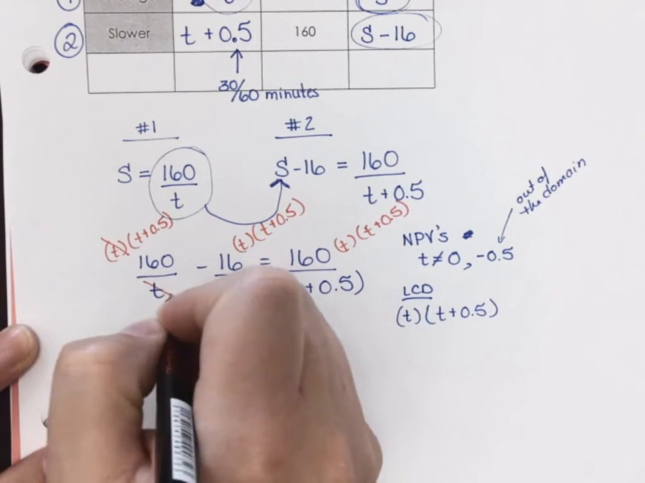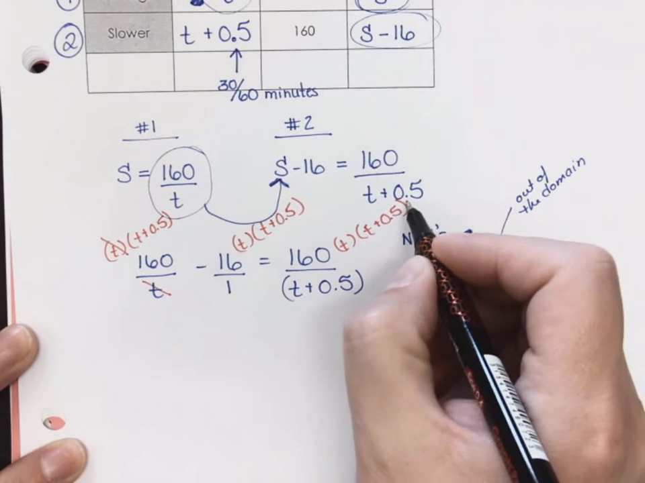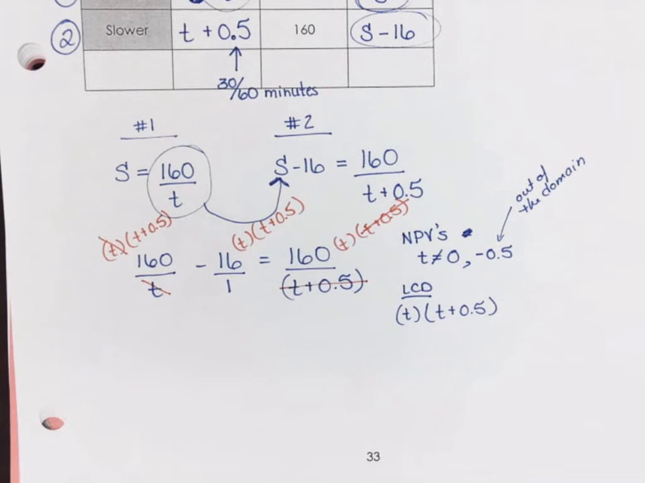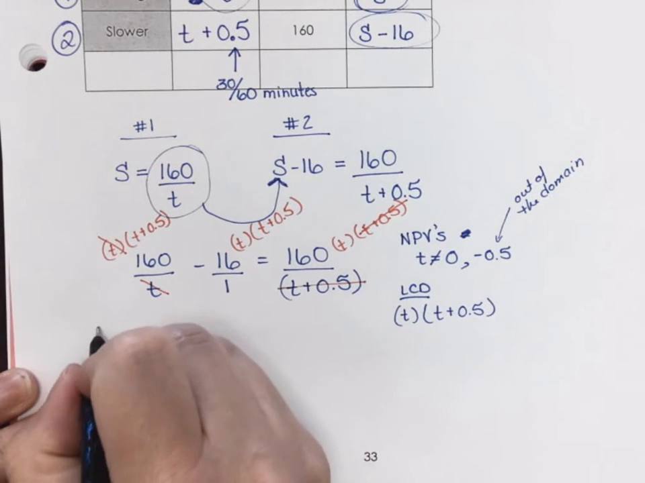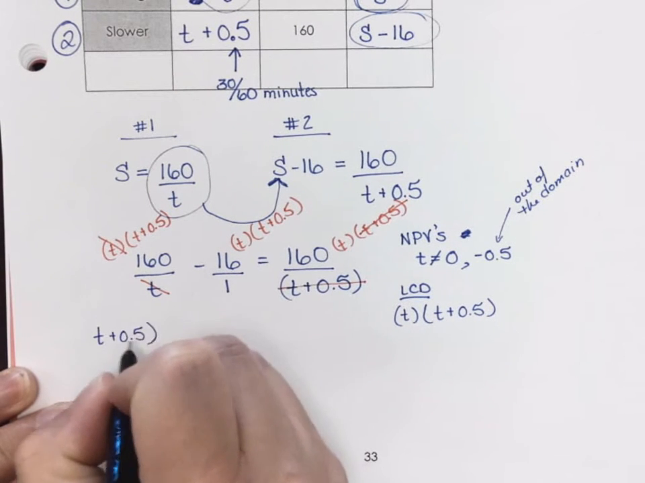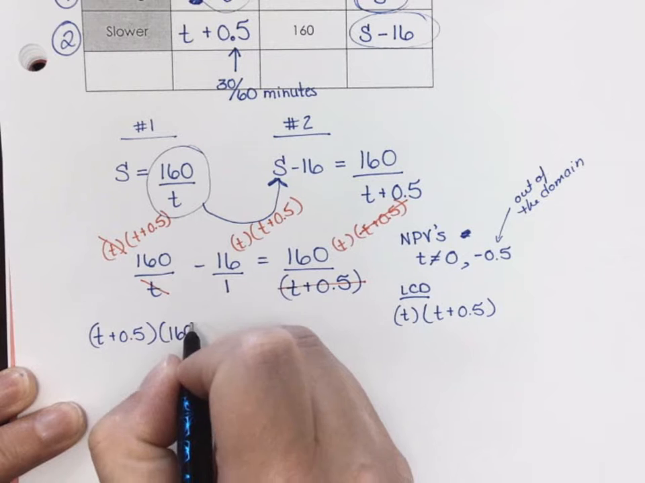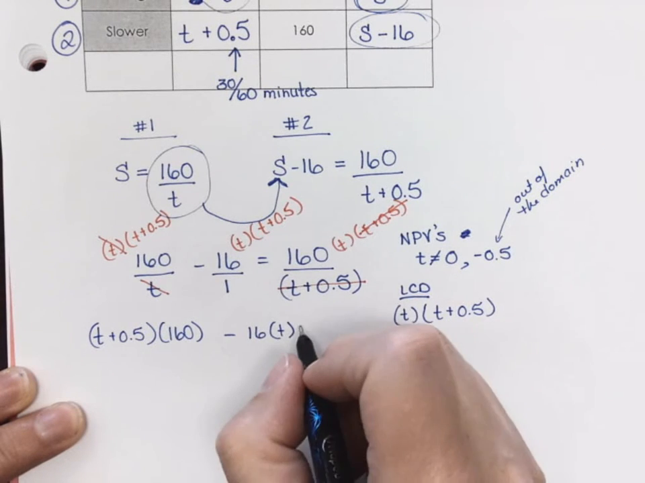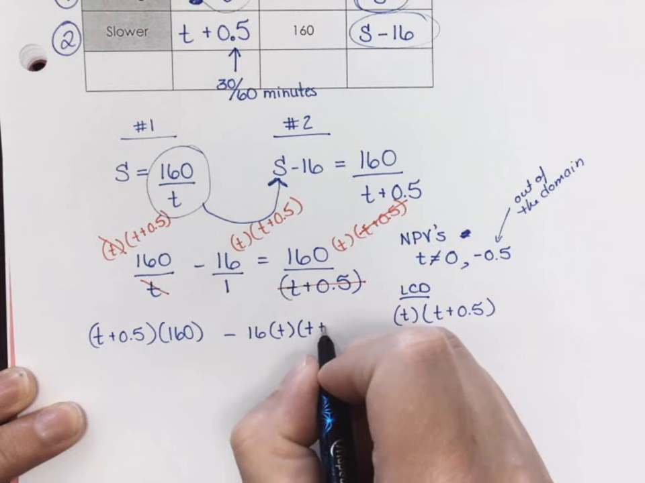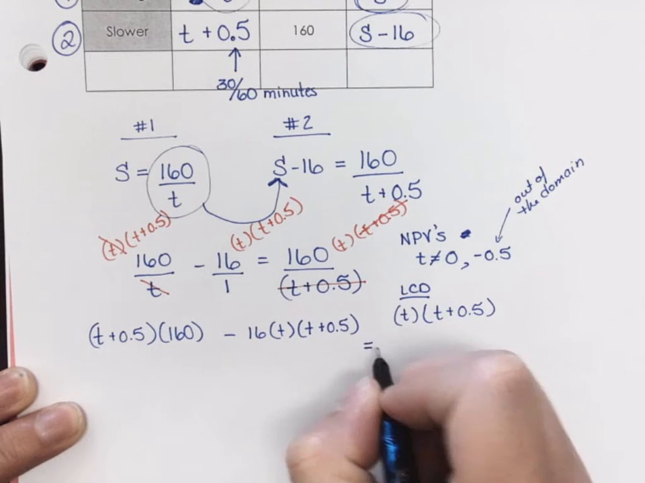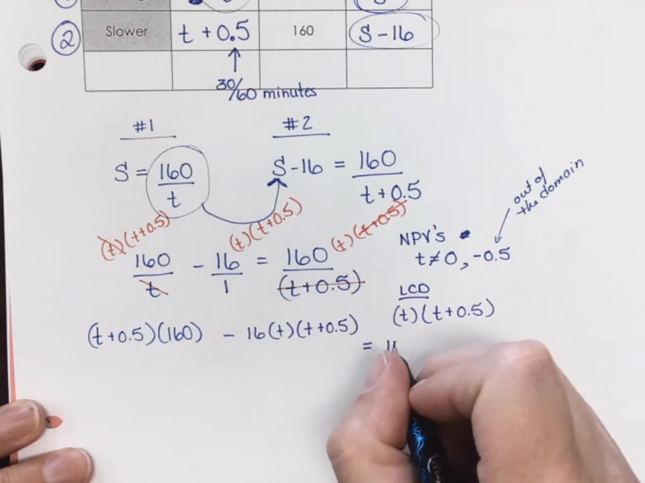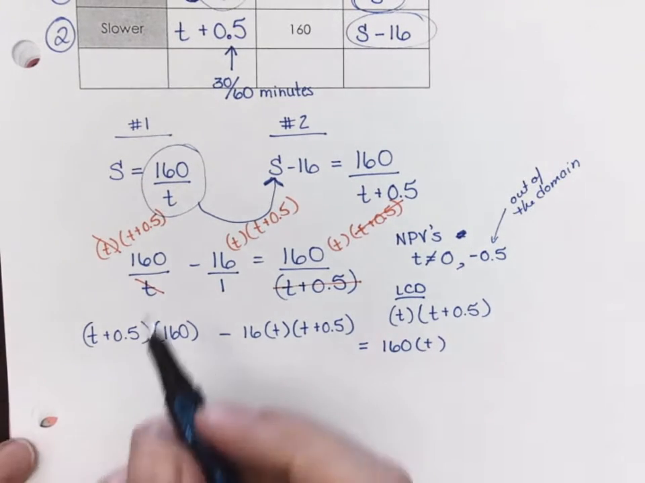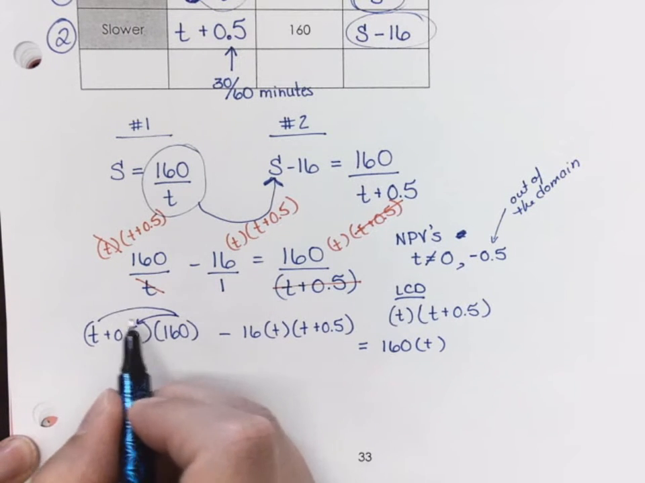So t will cancel out t, and t plus 0.5 will cancel out t plus 0.5, and the 1 doesn't cancel out anything. So now I'm left with t plus 0.5 times 160 minus 16 times t plus 0.5. I'm going to have to drop my equals down here, sorry. 160 times t.